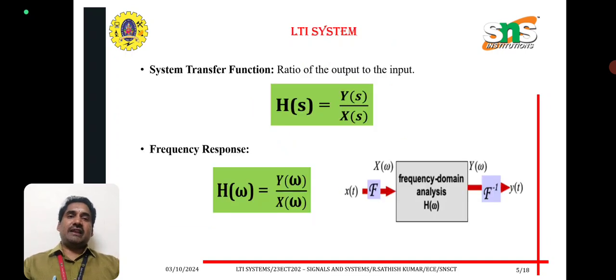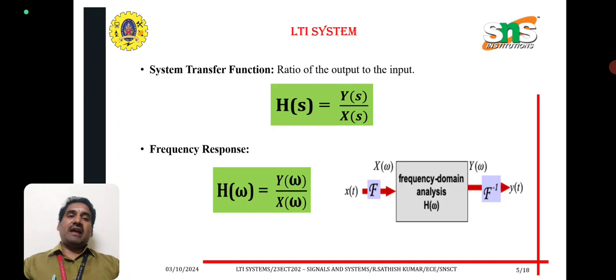The system transfer function can be defined as the ratio of the output to the input. H of s is equal to y of s divided by x of s. Frequency response, h of omega is equal to y of omega divided by x of omega.